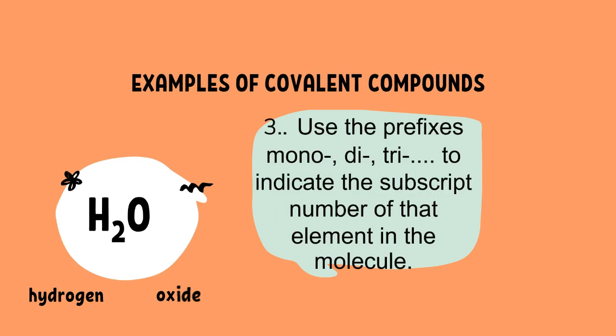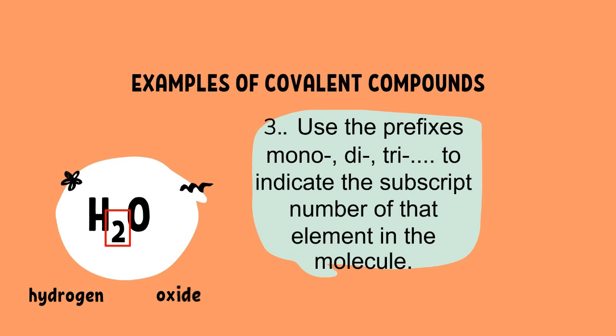In rule number 3, we have to use the prefix mono, di, or tri to indicate the subscript number of that element in the molecule. Now, if you notice, we have another subscript here, which is number 2. And that subscript is intended for hydrogen. Meaning, in this compound, we have 2 hydrogen and we have 1 oxygen. We say 1 oxygen, although there's no number 1 subscript in oxygen, because it is already understood that oxygen is 1. So no need to put 1.